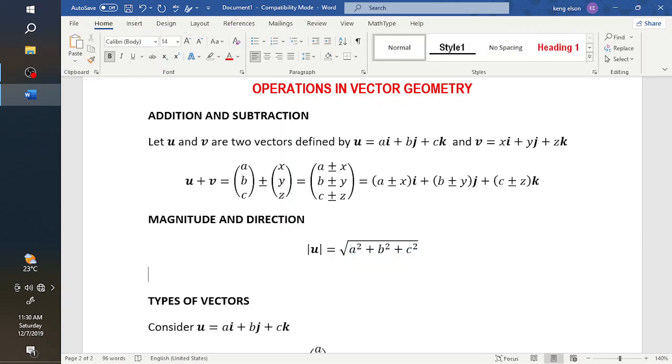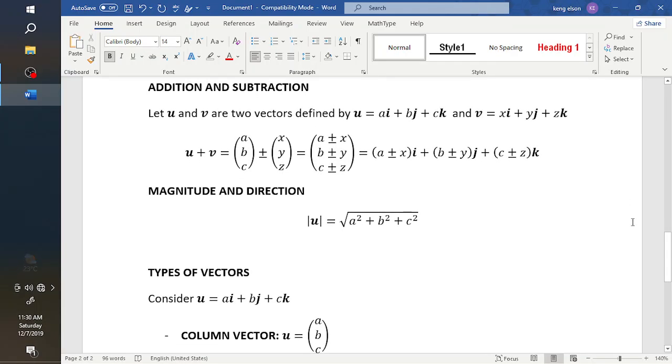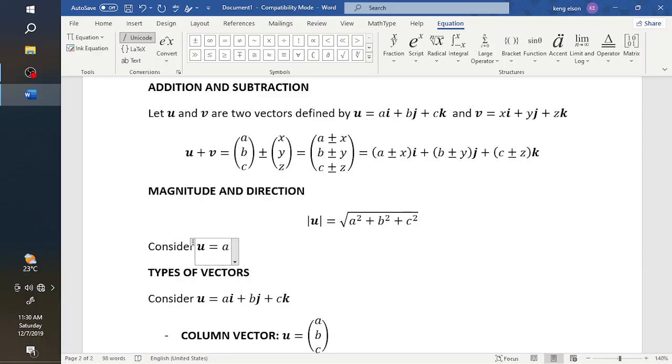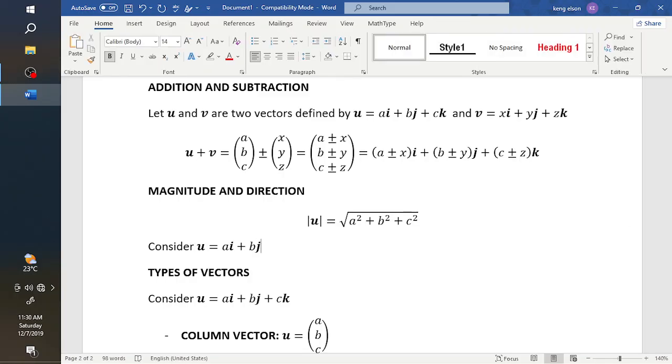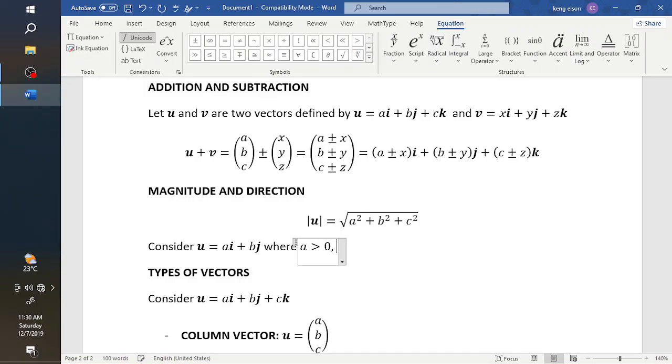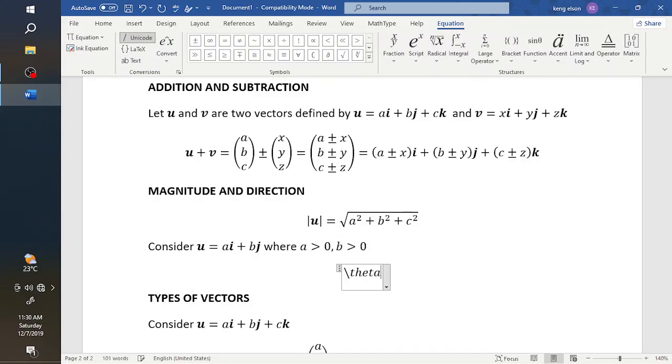Now the direction of the vector. Let's consider a vector in 2 dimensions so that we are able to get the direction of the vector easily. If I consider that the vector u is equal to ai plus bj, the direction of the vector will depend on the quadrant that the vector is in. I'm just going to give you the formula for the first quadrant. For you to be in the first quadrant, your x and y components are supposed to be positive. Then you are in the first quadrant. Now the direction of the vector is theta.